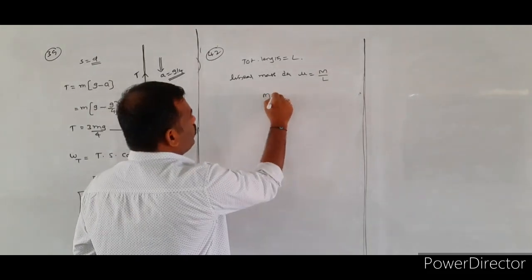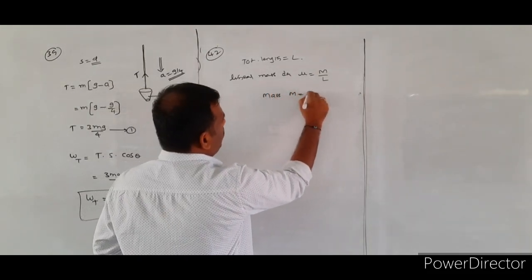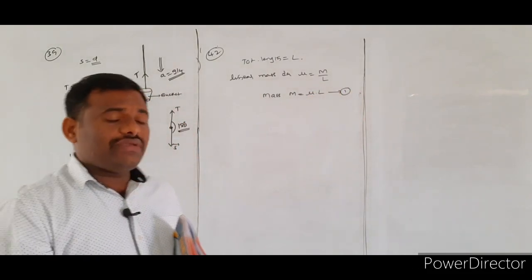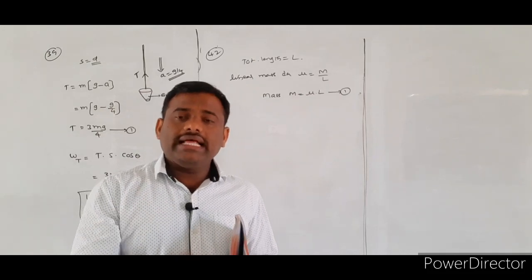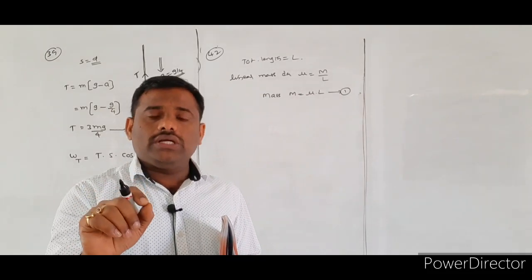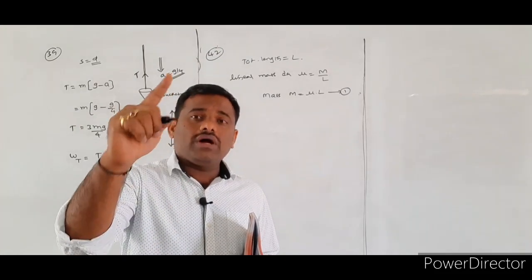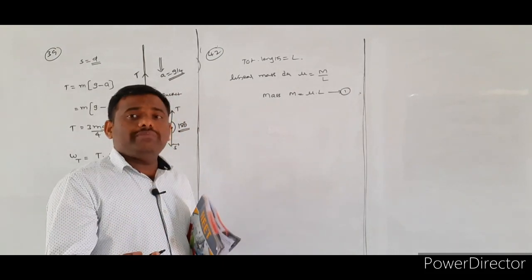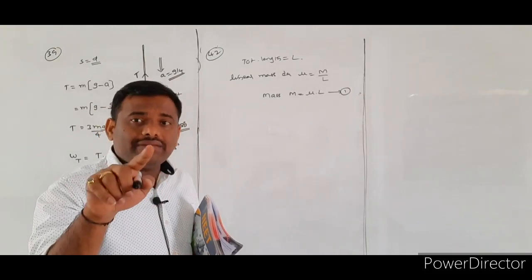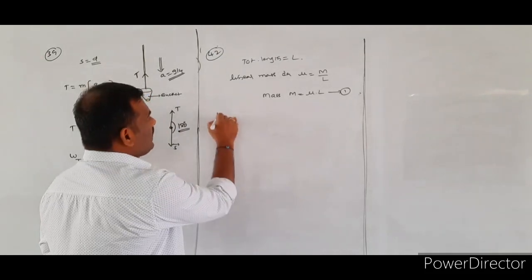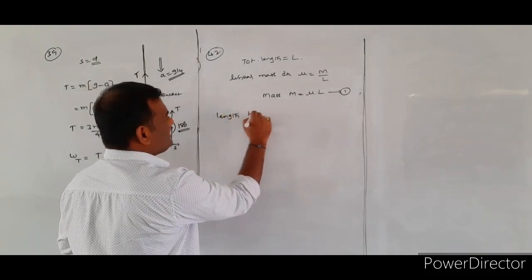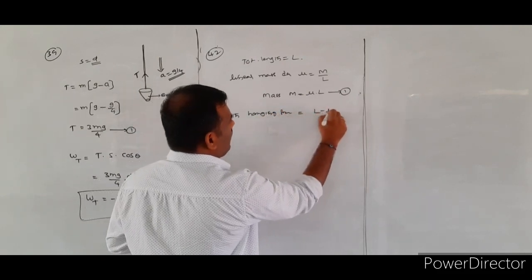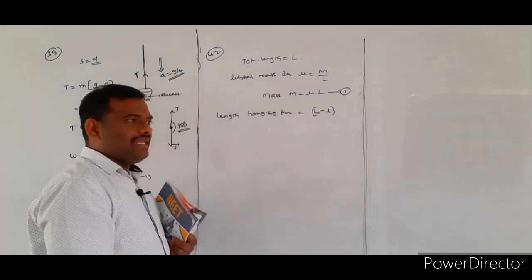From this I will get the total mass capital M is equal to mu into capital L. While we were deriving the general equation, we wrote that the length of the hanging part is 1 by nth of the total length. So here, how much portion will be hanging from the edge of the table? Capital L minus small l. So the length of the chain which is hanging from the table is given by capital L minus small l.